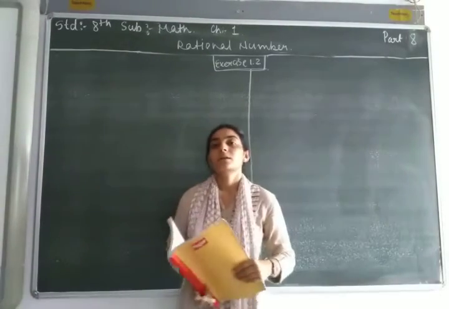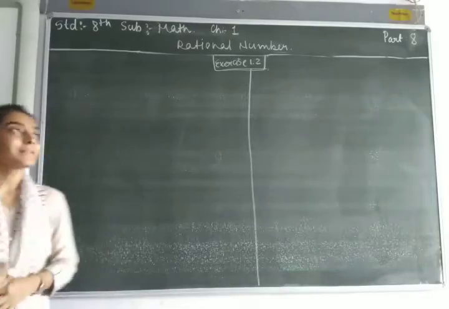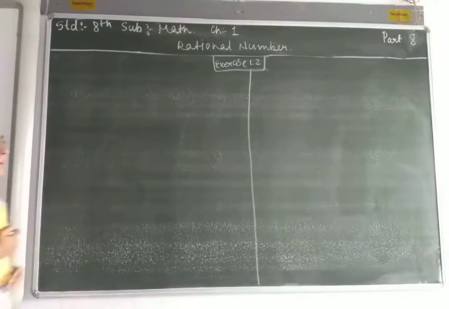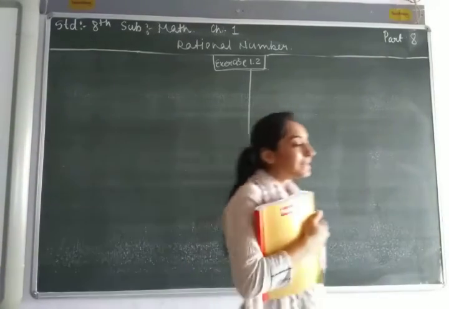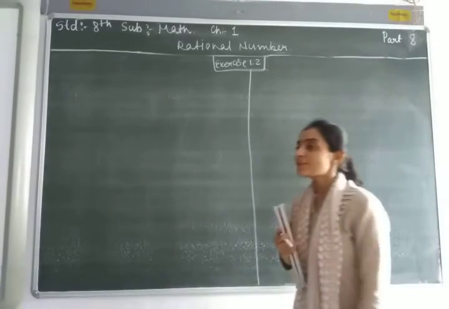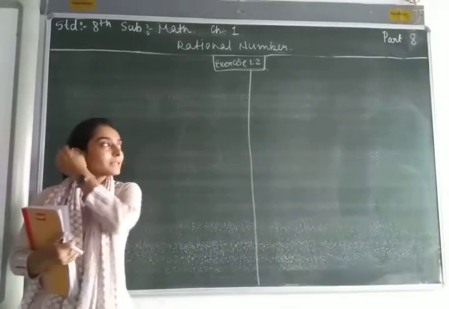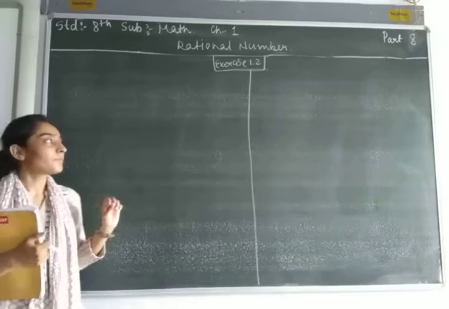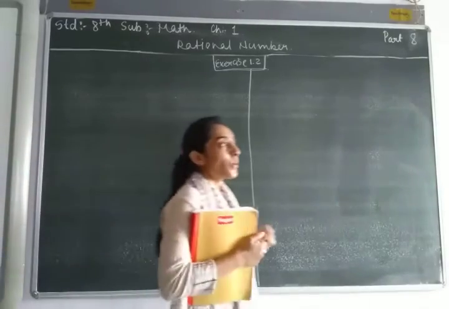Hello everyone. Standard 8 subject maths chapter number 1 rational number part 8. Okay, let's start exercise 1.2. This one is the last exercise of this chapter number 1.